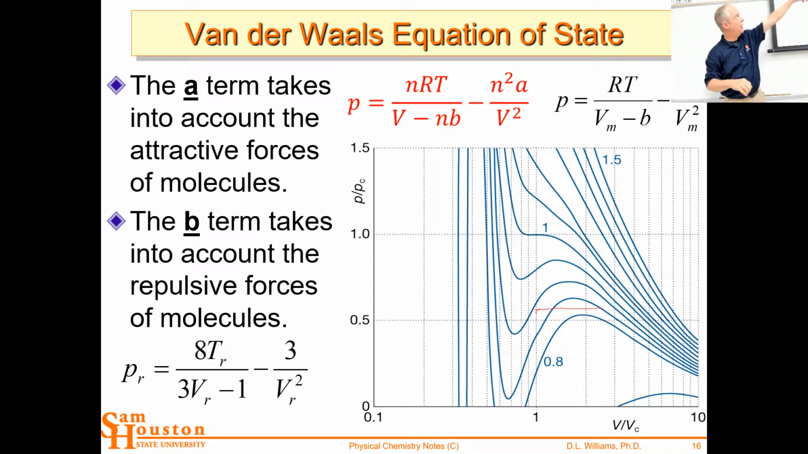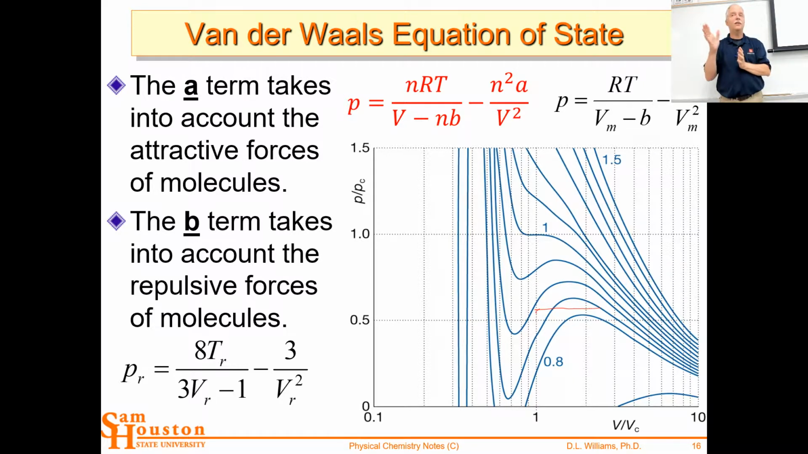And so the attractive term over there has a minus sign in front of it. That A piece is attractive. And of course it's going to be scaled by the number of moles squared and divided by the volume squared. So essentially that's a density term, the number of moles per volume. So we have an attractive term that lowers the pressure, and a repulsive term that raises the pressure. And those are corrections to the van der Waals equation of state.